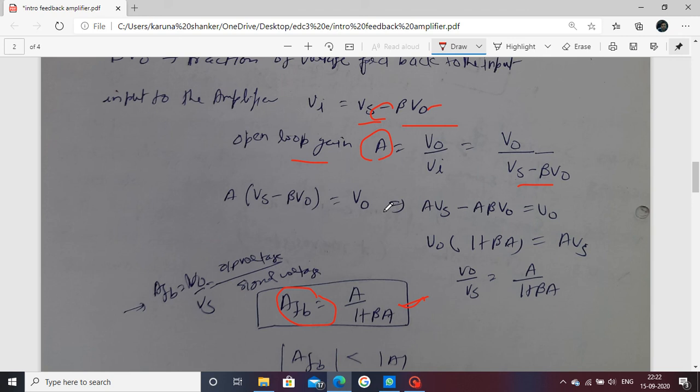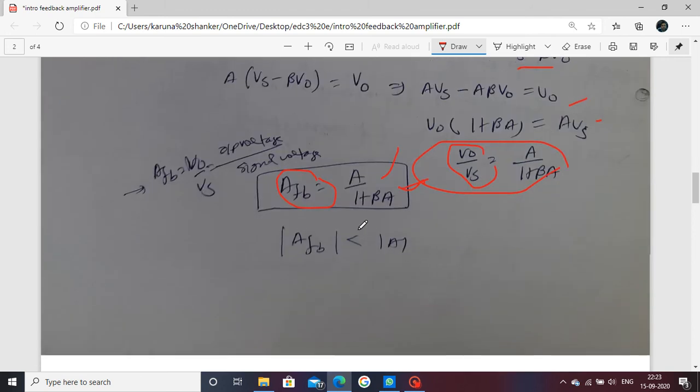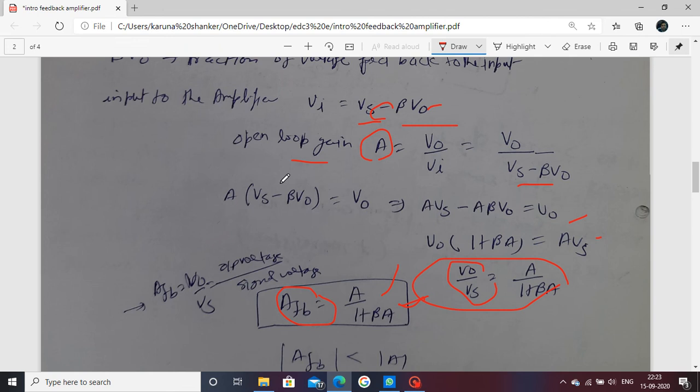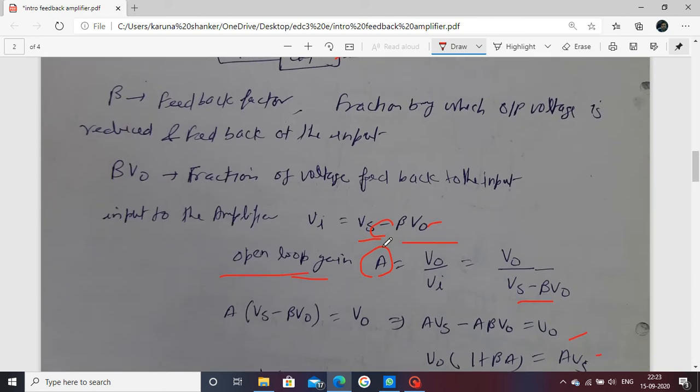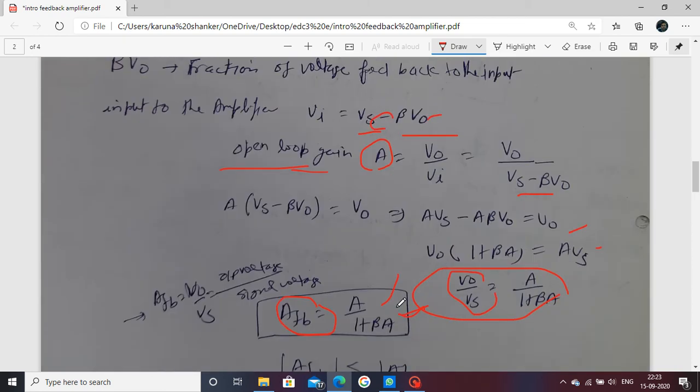Now arrange this equation in terms of V output. Next, we have seen V output upon Vs, which relates to your feedback gain. This is the final equation in this form. Here you see the feedback gain is less than the open loop gain, in other words the open loop gain is much greater than the feedback gain. This is a simple derivation of negative feedback.